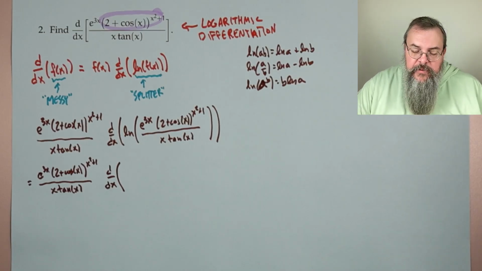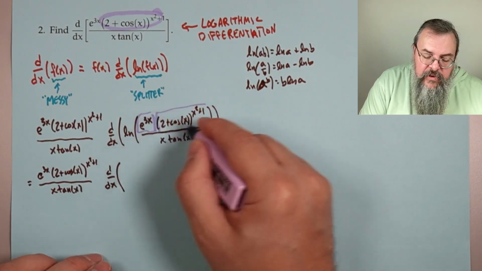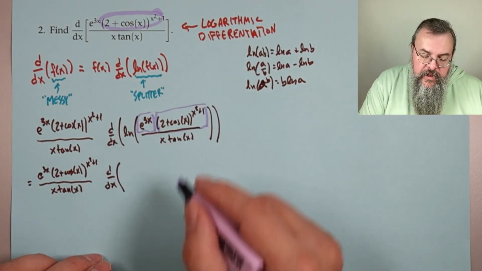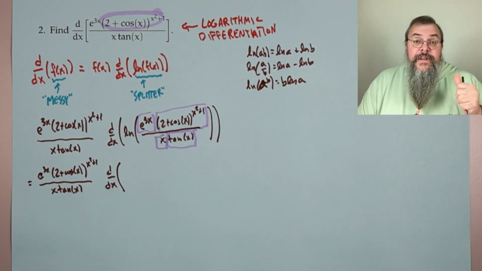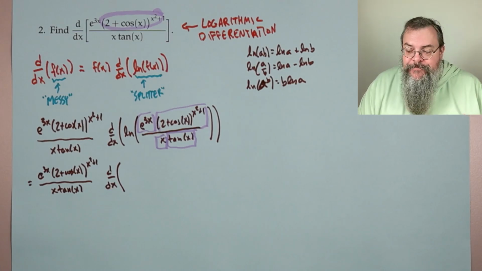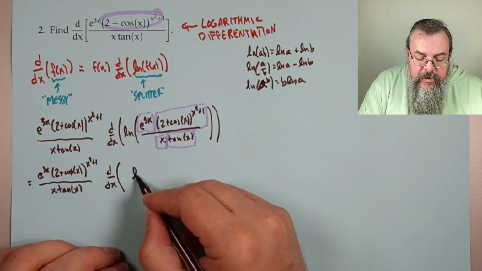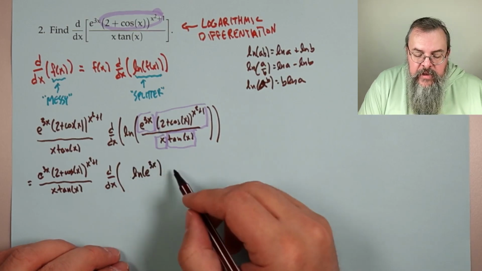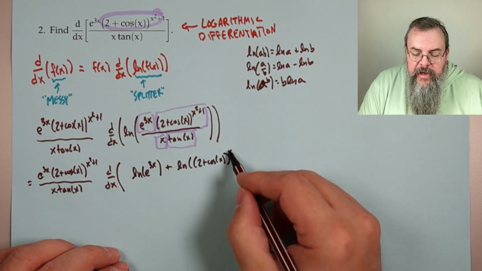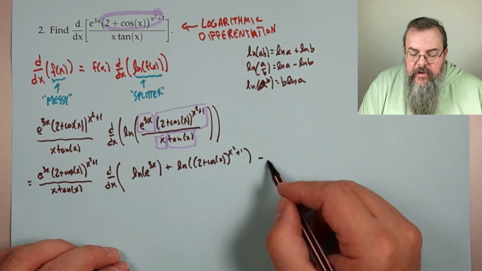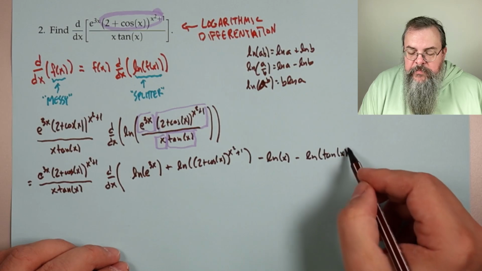Now, we're thinking of splitting this into parts. So we get the stuff on the upstairs. We're going to think of it as stuff multiplying. So you have that e to the 3x is one part. That 2 plus cosine x to the power x squared plus 1 is another part. Downstairs x is a part. Tangent x is a part. So the upstairs parts add. Downstairs parts subtract. Okay, so here we go. This will be log e to the 3x plus log 2 plus cosine of x to the power x squared plus 1. Subtract log x, subtract log tangent of x.